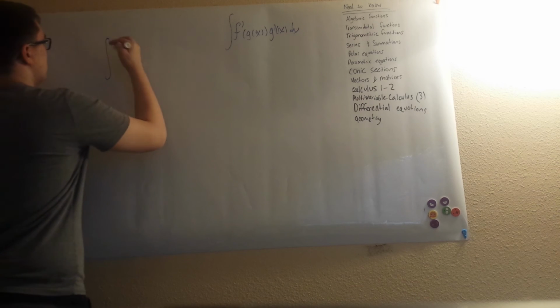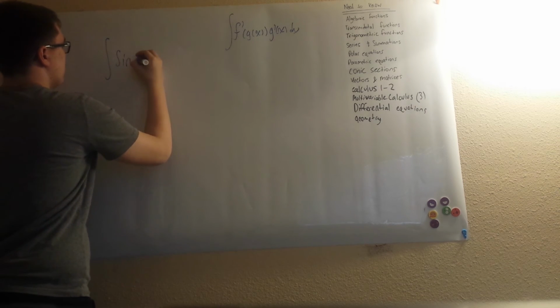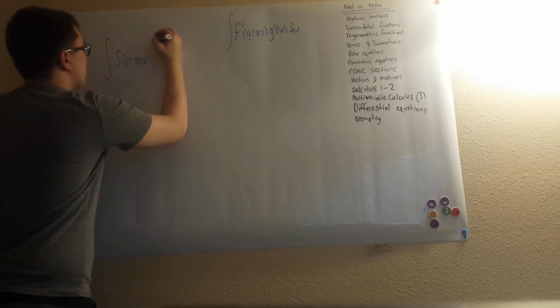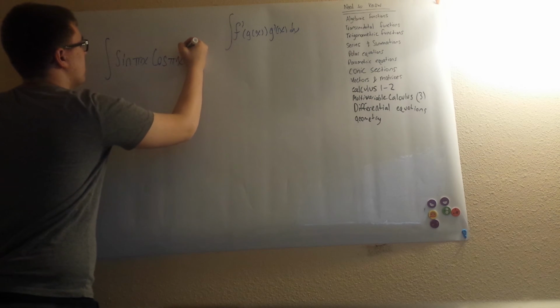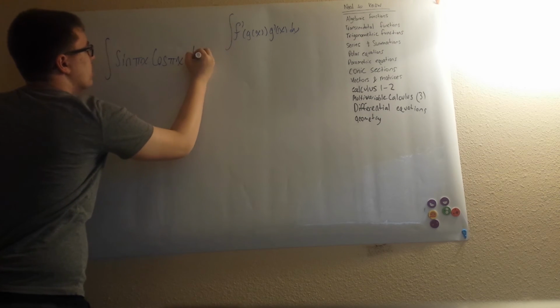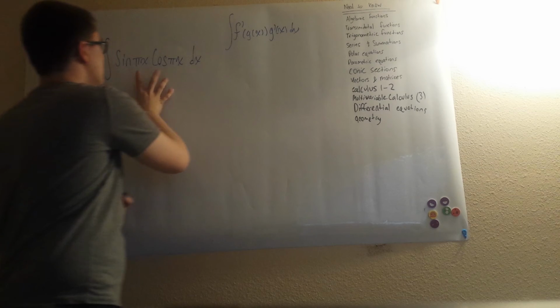Let's do another trig one. It helps doing trig ones. So if we have sine of pi x cosine of pi x dx, and you're looking at this, and you're trying to look for this pattern, and this one's special because you can actually do it. They both work.